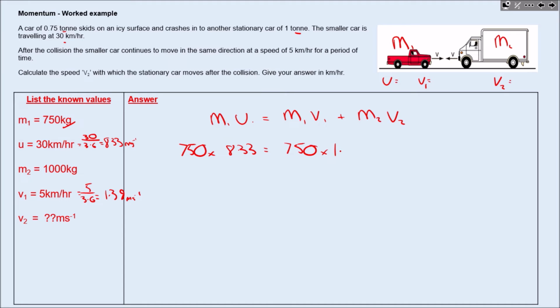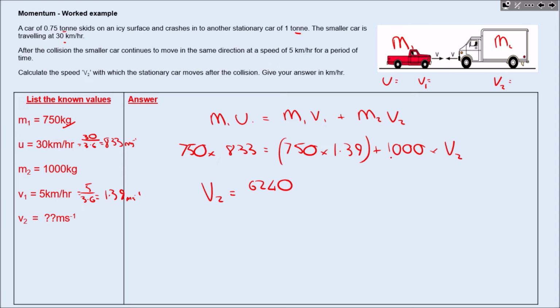We've got 750 times 1.39. We'll close those brackets. We're going to add that to this mass, which is 1000, mass 2, and we're going to multiply that by V2, which we don't know yet. So we'll go ahead and put some values in. V2 is going to equal 750 times 8.33, which gives you 6248.